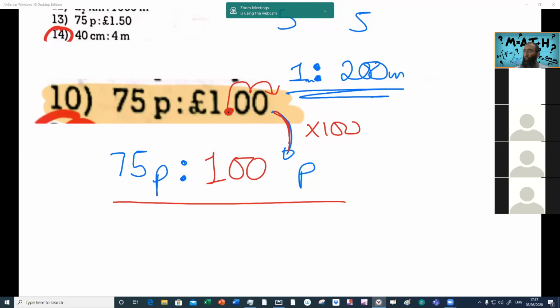Okay, class, and the rest of you who are watching this video, 75p stays as 75p. 1 pound gets changed, like Hashim just said. We change a pound into pence by multiplying by 100. He didn't say multiply by 100, but that's what he was describing through the process. So every pound is changed into pence by multiplying by 100. Let's everybody stop there for a moment and look at what we have: 75p and a ratio of 100p.